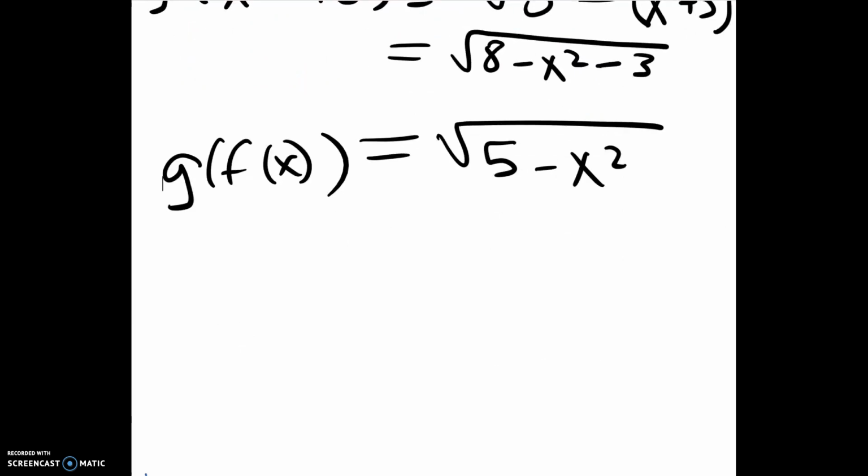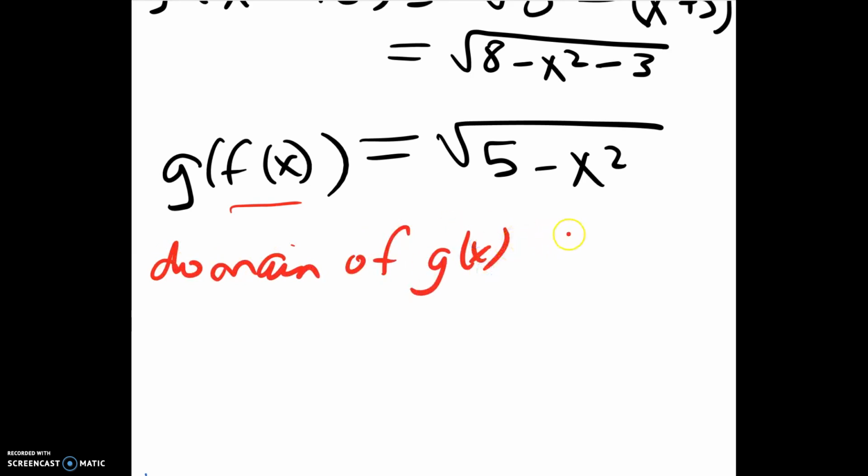Remember, the input for f was all real numbers, okay? And the output would also be all real numbers. But the domain of g told us something else. The domain of g said that whatever we're putting in for f, because we're plugging in f into g, had to be less than or equal to 8. So what does that mean? The domain for g was x is less than or equal to 8.